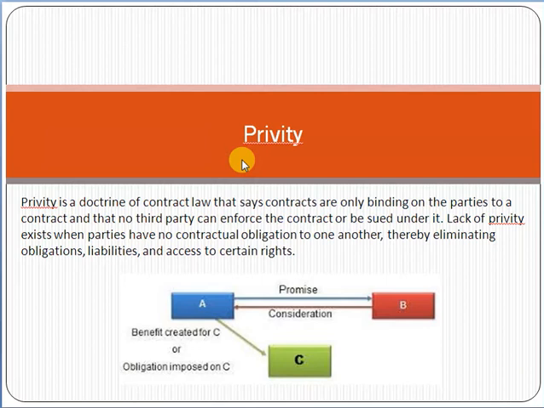So let's start. Privity. Friend, privity is a topic which is related to contract. Whenever we talk about contract, this topic directly pertains to it. So first of all we have to understand what a contract is, friend. Afterwards we can discuss privity with some examples.